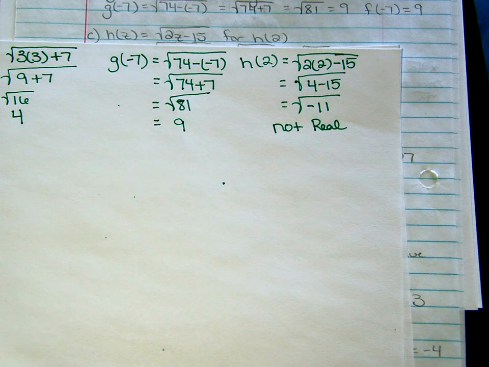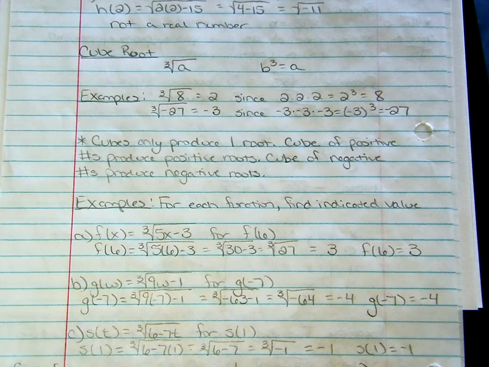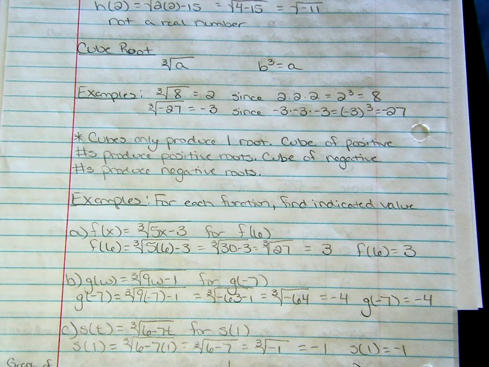So far we've dealt with square roots, and like I said, most of your problems do deal with square roots. But let's look at cube roots. That's the next most common. They're the next most user-friendly. So a cube root is where you have a little 3 as your index outside of your radical.